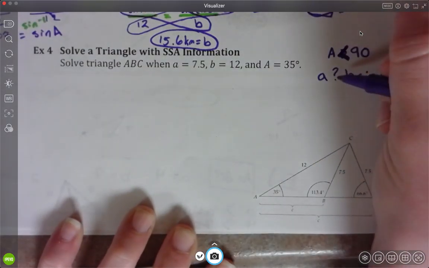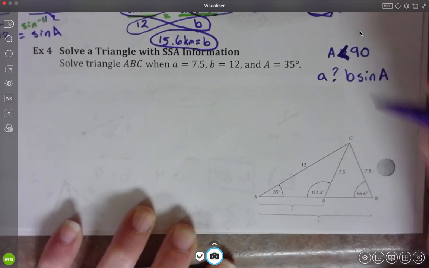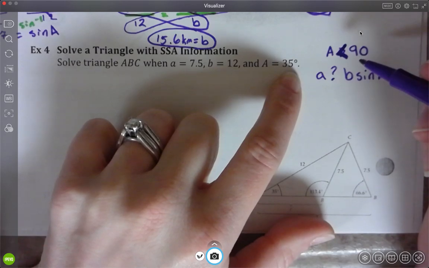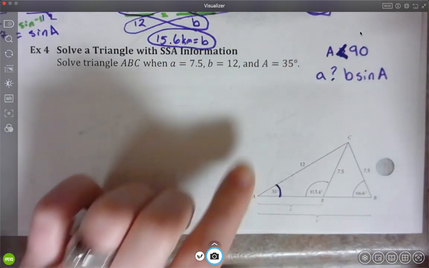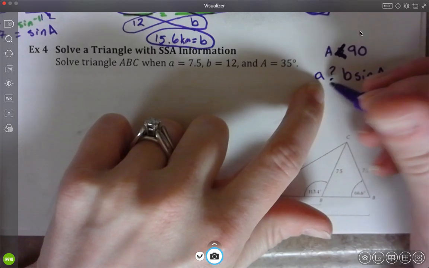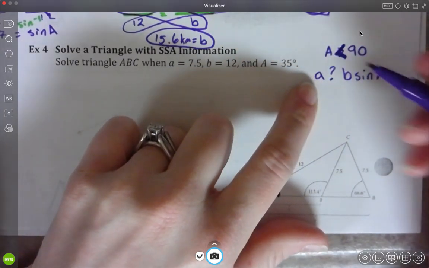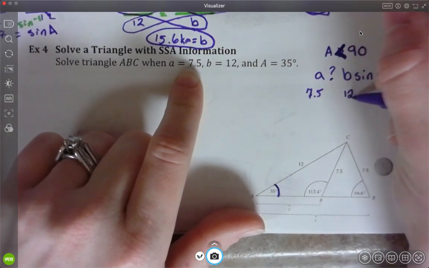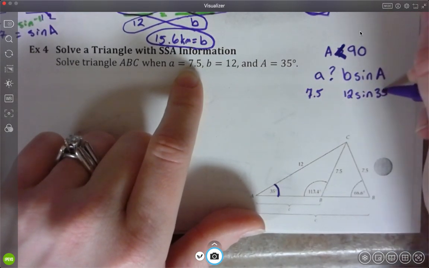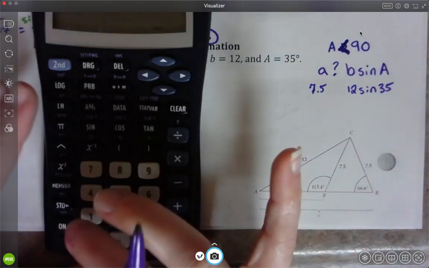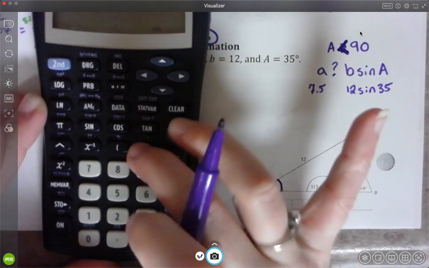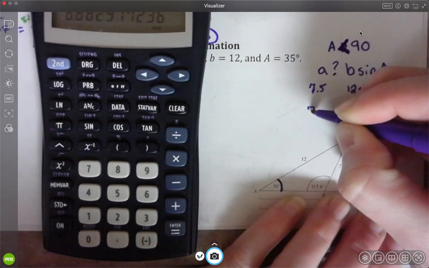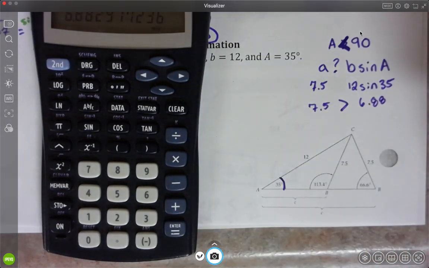Now, let's check to make sure that we are, in fact, supposed to have two triangles here. We know that if A is less than 90 degrees, which it is, 35 degrees is what angle A is right here. And then we check a in comparison to b times sine of A. Okay, so if a is 7.5 from here, b is 12 times sine of 35. Okay, if I check 12 sine of 35, I get 6.88. Okay, so I have 7.5 here. That is greater than 6.88.